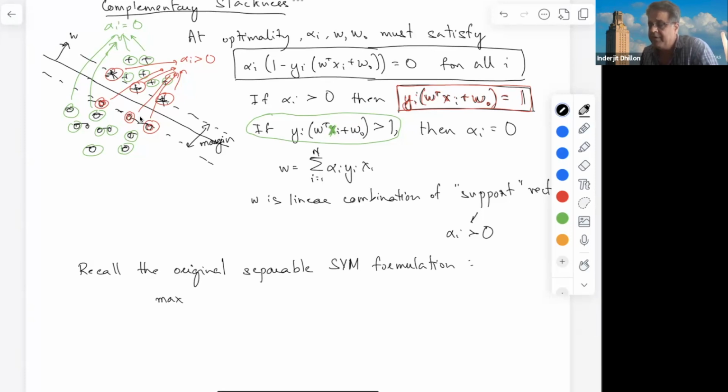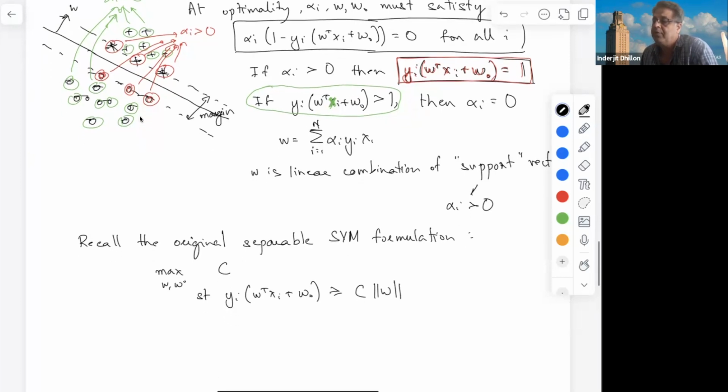So the initial thing that we did when we started talking about maximizing the margin, right? We said we want to try to maximize C, which was the margin, such that the margin of each point would be greater than or equal to C times norm of W, right? So this basically says that the points are separated by a margin, so the points have to be linearly separable, okay?